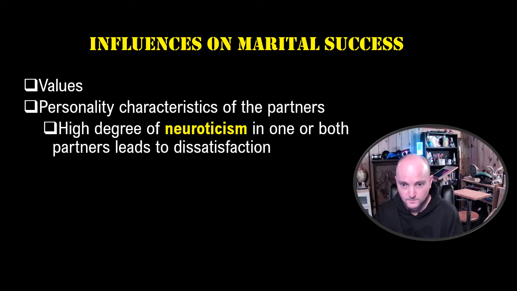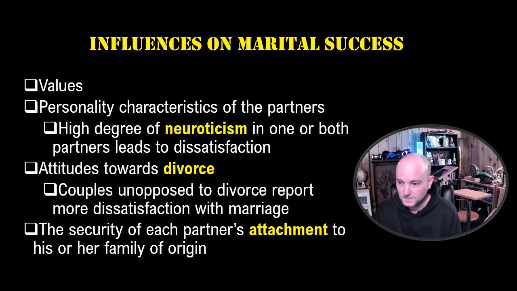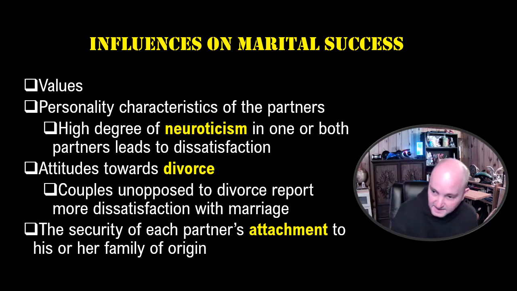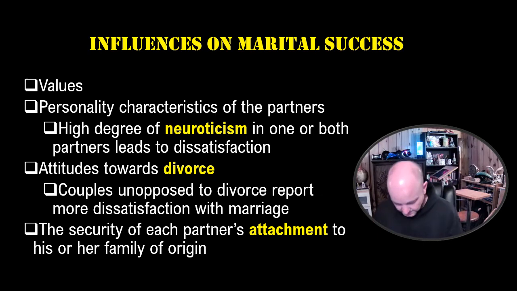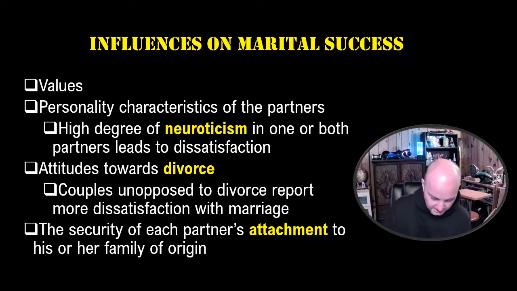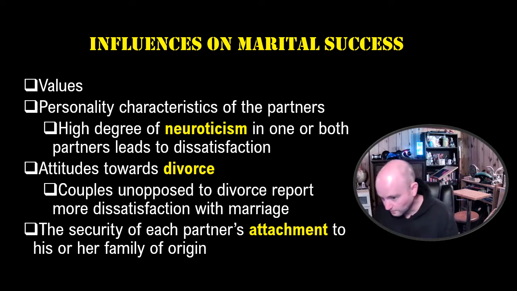Okay, so I want to go over some of the ideas presented in the textbook around some of the influences on marital success and talk about them more generally. If you look at this first one, values, this maybe makes complete sense, right? A core part of whether a relationship will work over the long term is core values. And notice that's not interests, right?